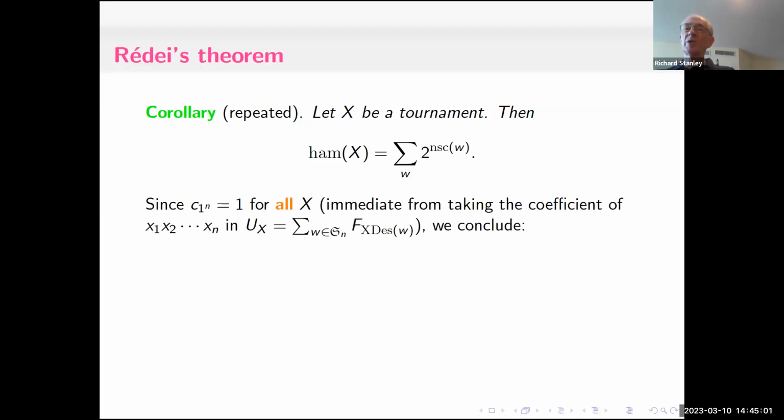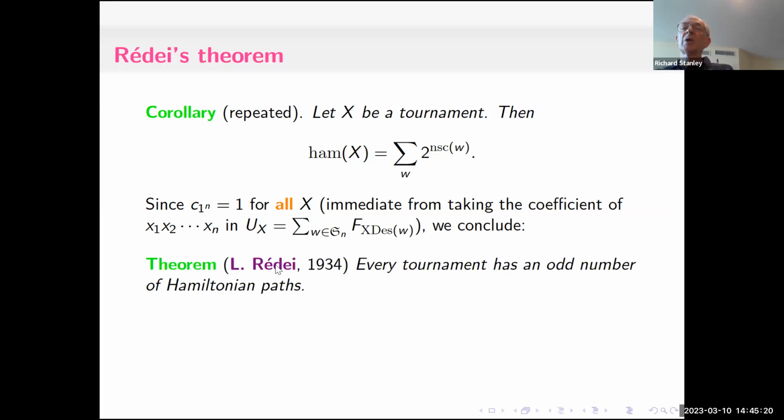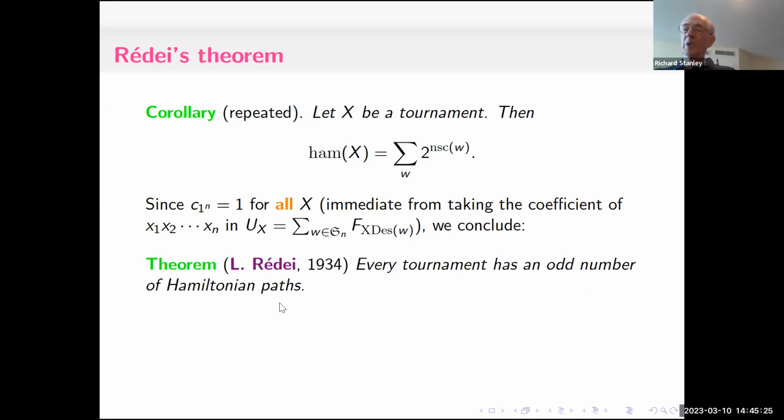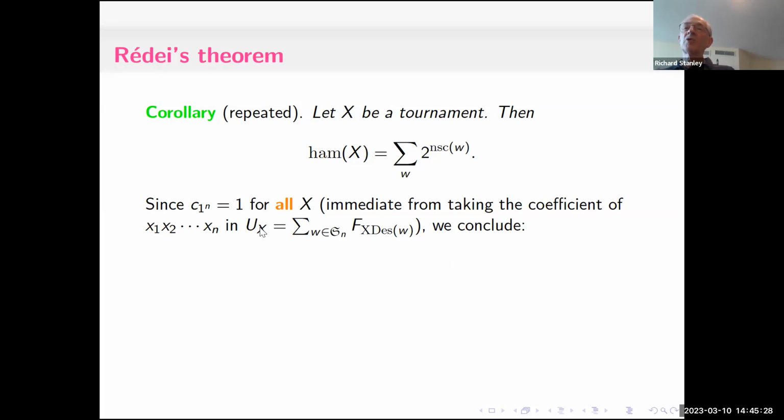Repeated this result. Why is this true? I'm just using the fact that it's easy to see for any X. If you look at the expansion of UX in terms of the P lambdas, then the coefficient of p1 to the n will be 1. Just look at the definition of UX in terms of the quasi-symmetric functions. Take the coefficient of x1, x2 up to xn on both sides, and this result pops out.